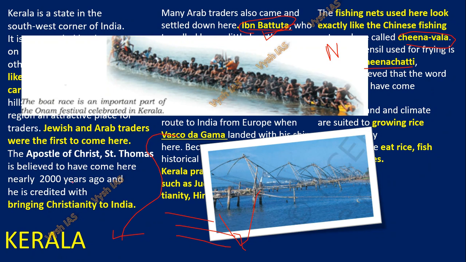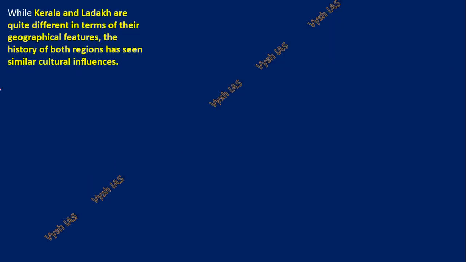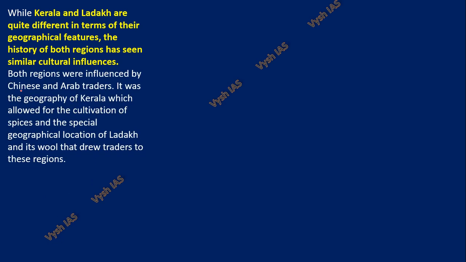So they gave a study of Ladakh, now a study of Kerala, and now they'll do a comparison. While Kerala and Ladakh are quite different in terms of their geographical features, the history of both the regions has seen similar cultural influences. Both regions were influenced by Chinese and Arab traders. It was the geography of Kerala which allowed for the cultivation of spices. It is the geography of Ladakh which gave them wool. So both of them attracted traders because of some things which are found there. So traders coming in is common to both of them.